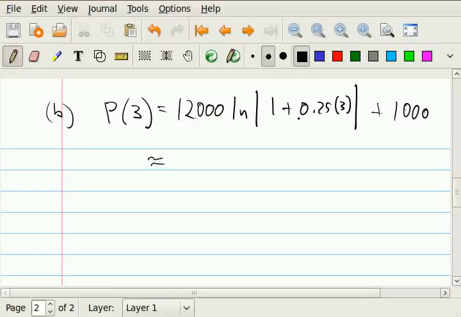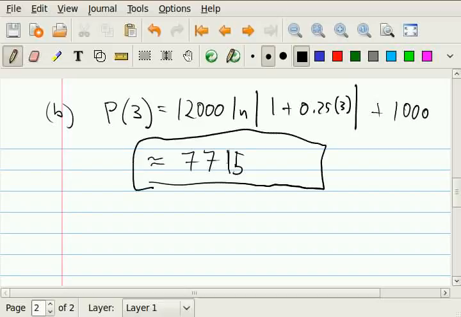Just to save some time, the expression inside the natural log is going to be a positive number, so you can just take natural log of this stuff in here. I think it's going to be 1.75. So I type that into the calculator, and what I get is about 7,715. I'll round it to the nearest bacteria. So we can say 7,715, so I guess we would say bacteria cells maybe.